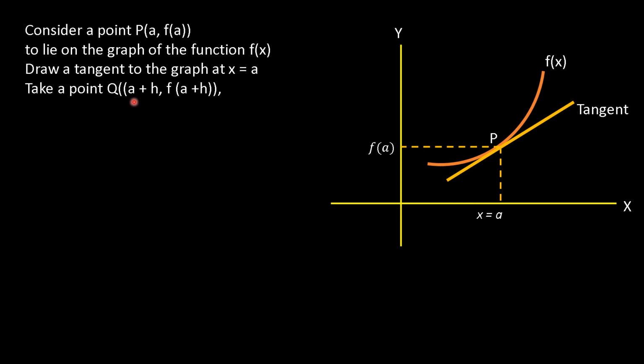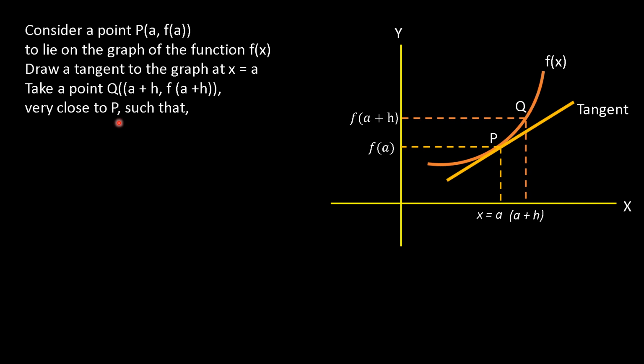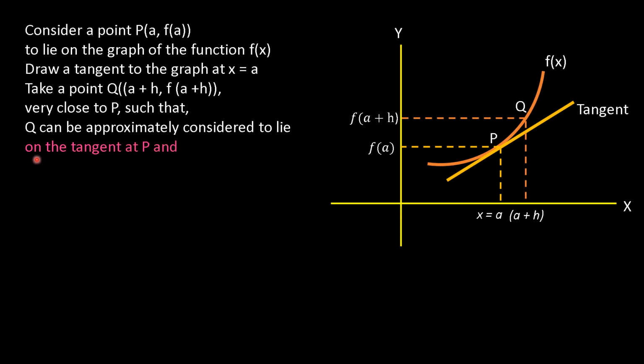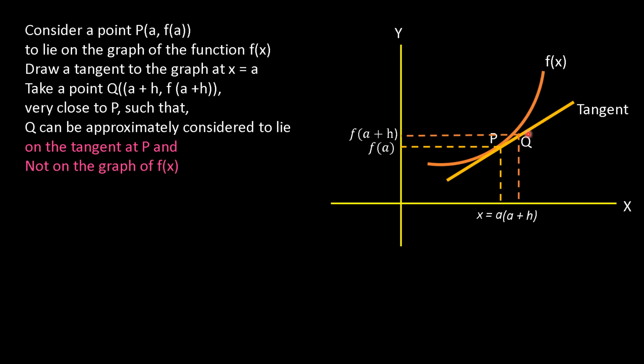Take a point Q (a plus h, f of a plus h) very close to P. It is so close that Q can be approximately considered to lie on the tangent at P and not on the graph of f(x).